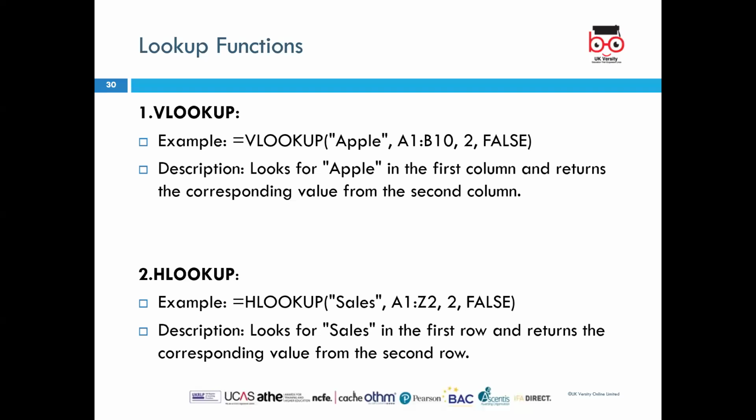We have lookup functions, so we have two of them, VLOOKUP and HLOOKUP. With the first one, as you can see from the example, we look for Apple in the first column and return the corresponding value from the second column. With the second one, we look for a value in the first row and return the corresponding value from the second row.